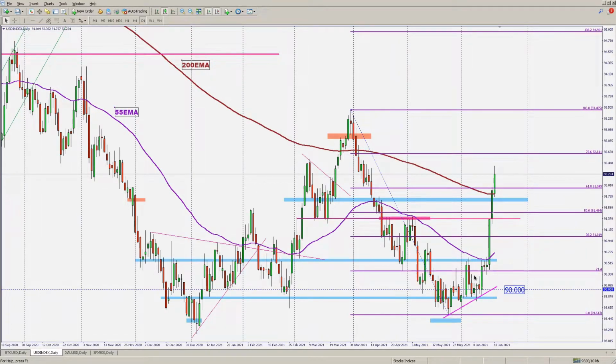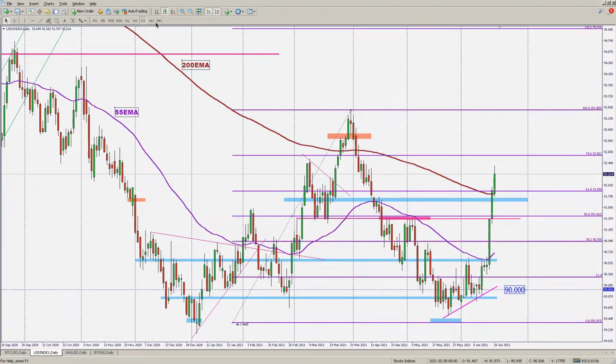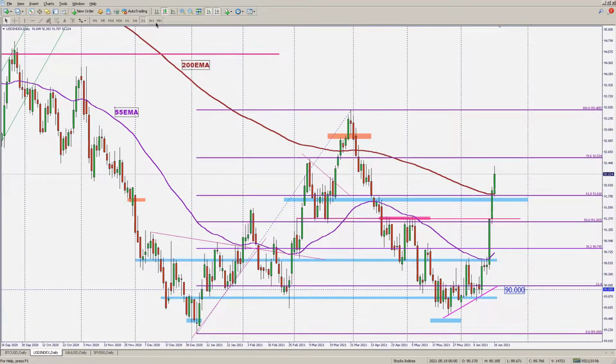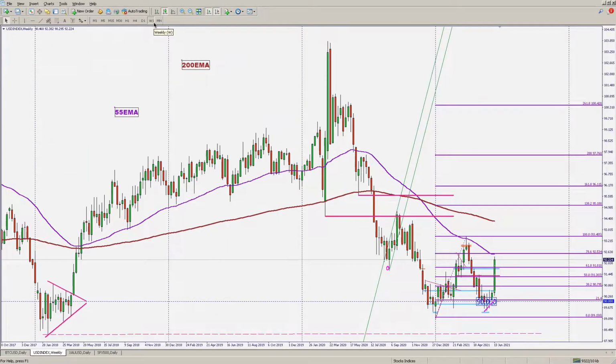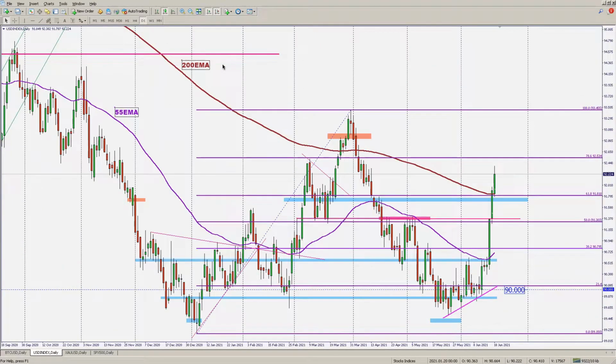It's trying to target the, let's see, 92.60 area. Maybe use this fib, and it's around the 92.50s, which will align with the weekly 55 EMA. So let's use this for now.